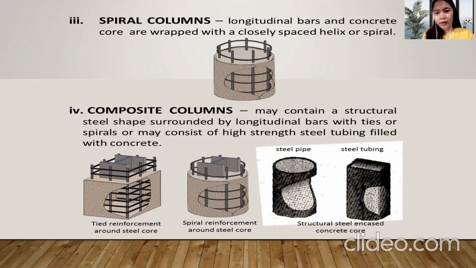At ang huli ay ang composite columns. Ano nga ba tong composite columns? It may contain a structural steel shape surrounded by longitudinal bars with ties or spiral, or may consist of high-strength steel tubing filled with concrete. Ayan.